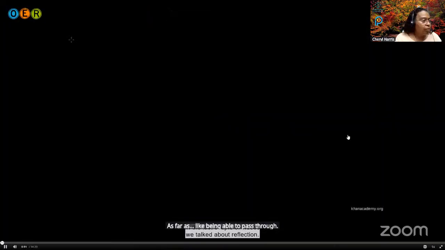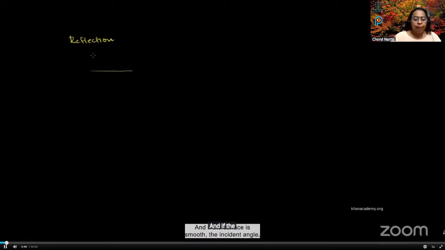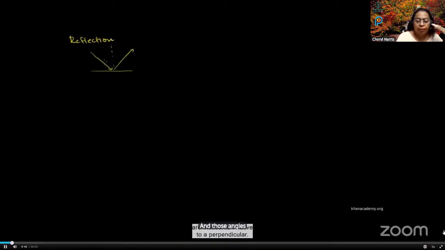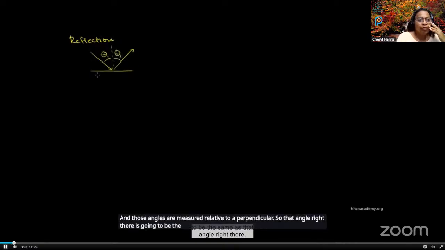In the last couple of videos, we talked about reflection. And that's just the idea of the light rays bouncing off of a surface. And if the surface is smooth, the incident angle is going to be the same as the reflected angle. Those angles are measured relative to a perpendicular. So that angle right there is going to be the same as that angle right there. That's essentially what we learned in the last couple of videos.